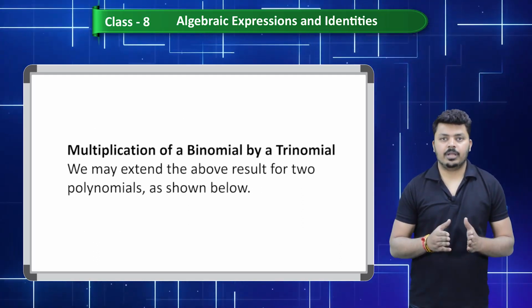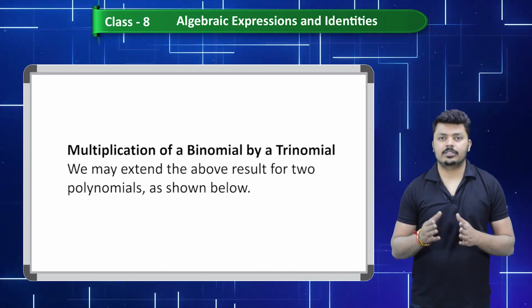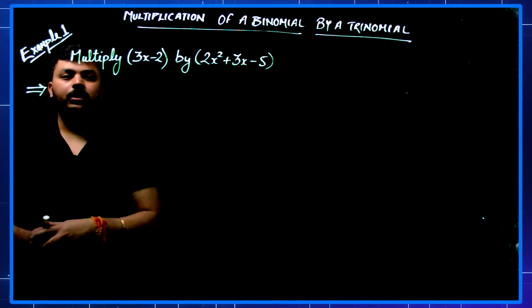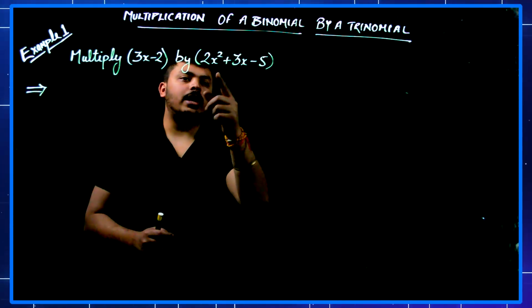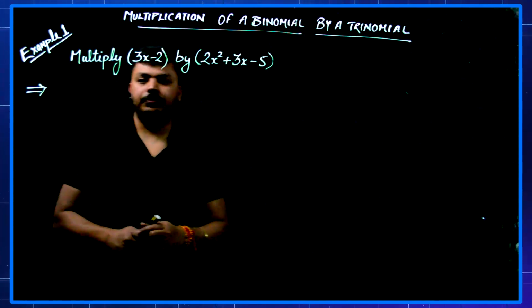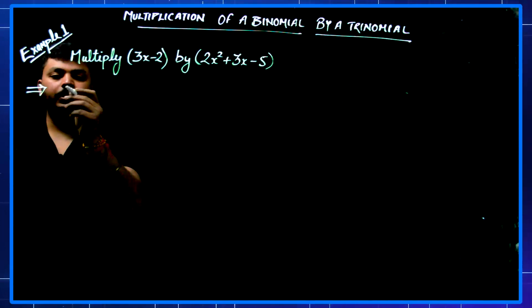Multiplication of a binomial by a trinomial. We may extend the above results for two polynomials as shown below. Example 1. Multiply 3x minus 2 by 2x square plus 3x minus 5. So first of all, we'll solve this by the horizontal method.